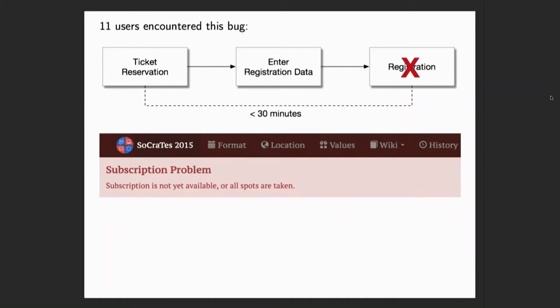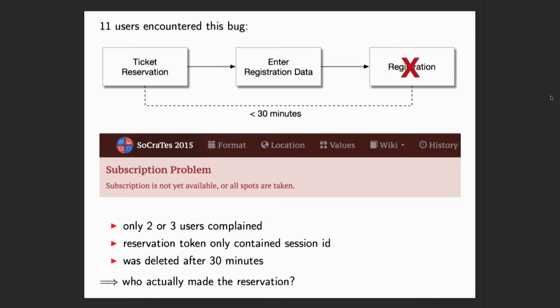So, what happened last year during the reservation? We ran into a bug and 11 people entered the reservation phase, and although they submitted their registration within the time frame, they couldn't register, but instead saw this: subscription is not yet available, or all spots are taken. Now, this is a big bummer for a conference registration. 2 or 3 users came back to us and complained, and so we could sort them out. But what about the others?